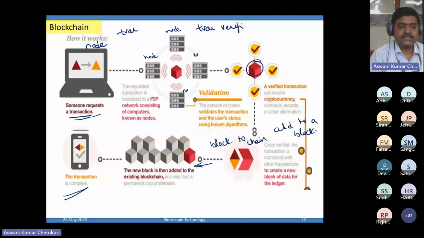As I said, once you create a block, whatever transaction is added and whatever block is created, it is immutable, so you can't tamper with it. So this is a very broad understanding of transaction verification, adding it to the block, and the block getting added to the chain, completing the whole process.